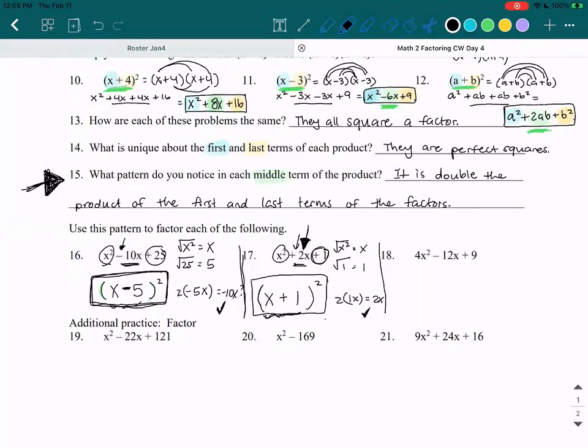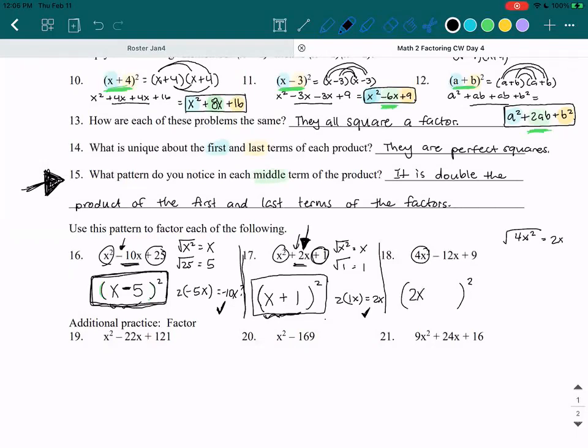Let's do number 18 now. So we have 4x squared minus 12x plus 9. And so we're going to have an answer that's something squared. So let's take a look at our first term. We got 4x squared. What's the square root of 4x squared? Well, the square root of 4 is 2, and the square root of x squared is just x. So I'm going to put 2x over here.